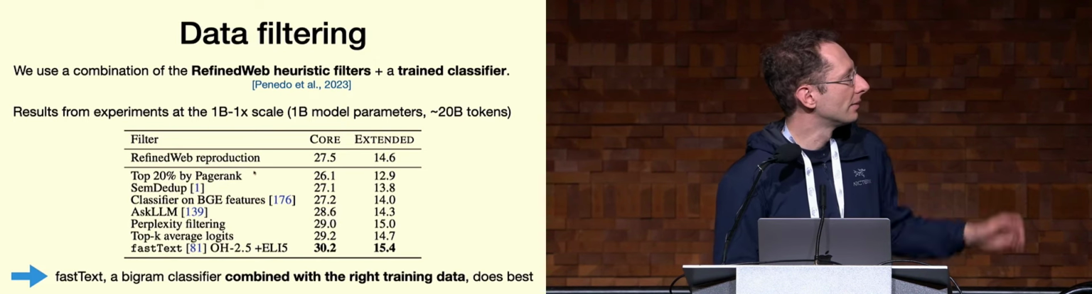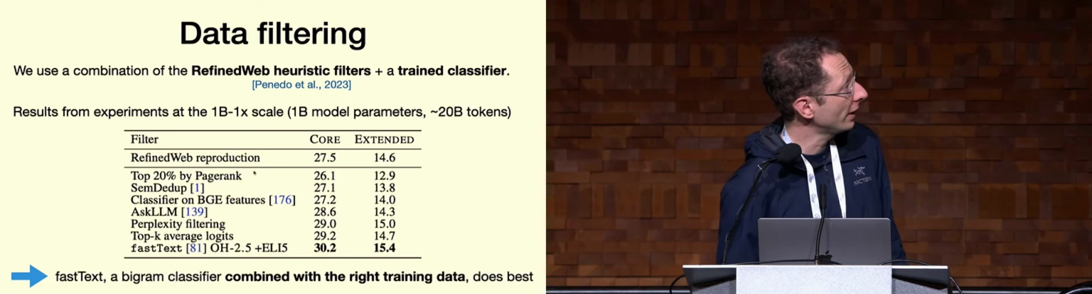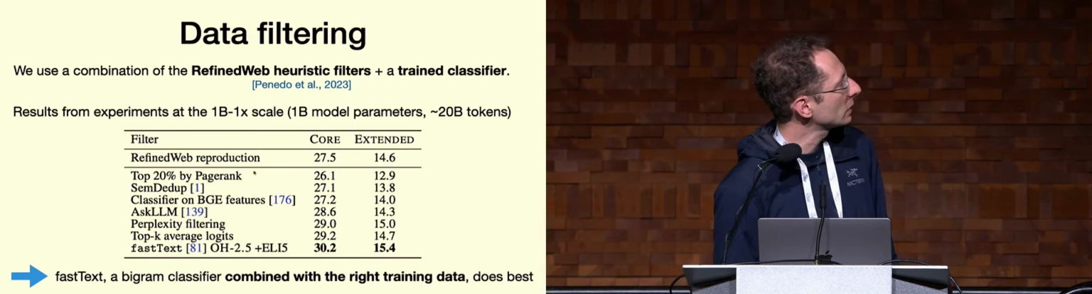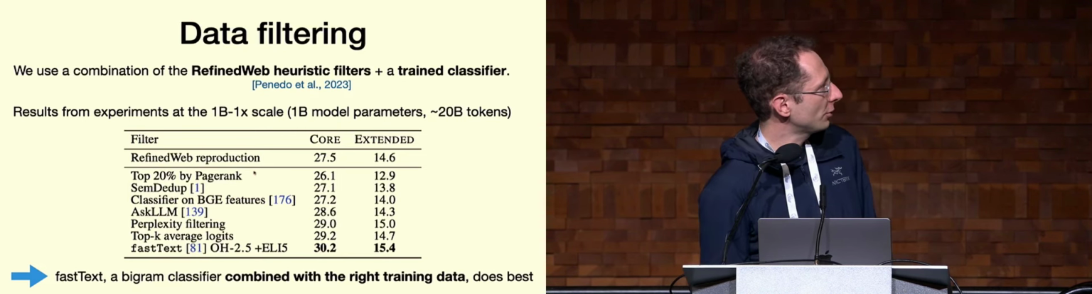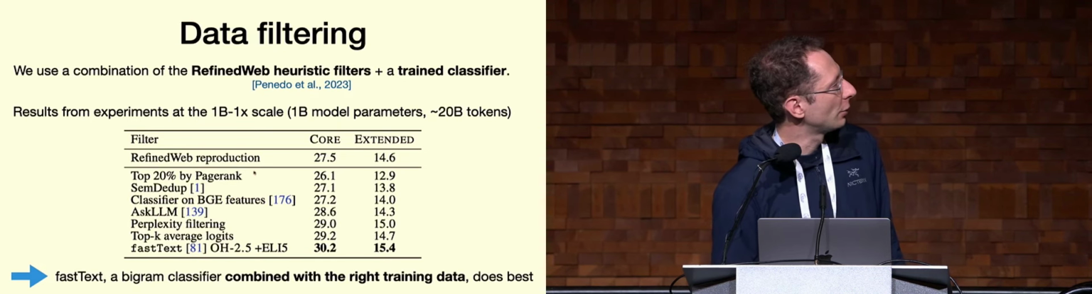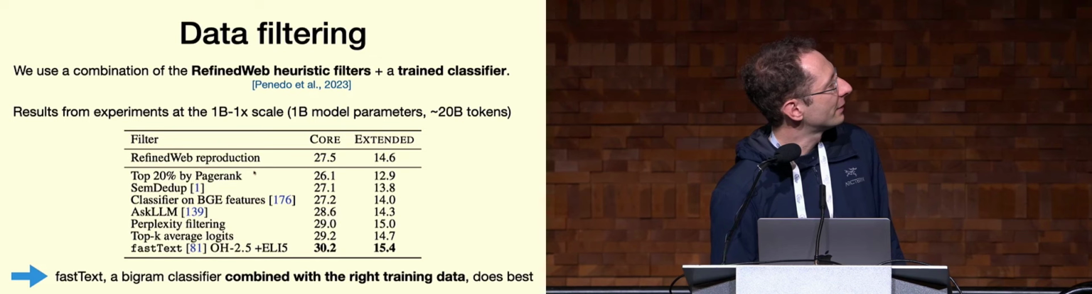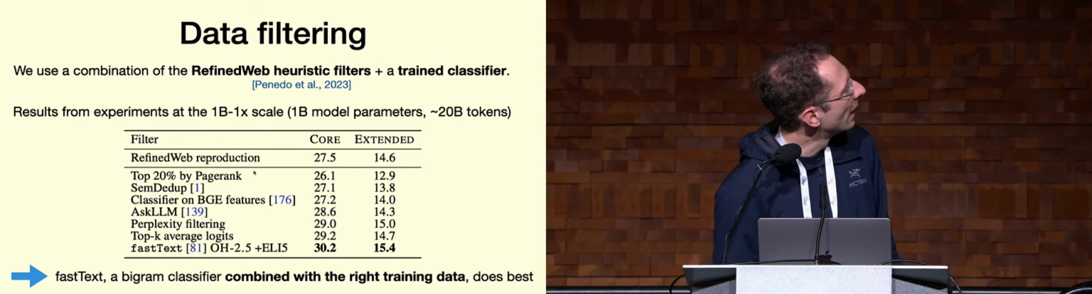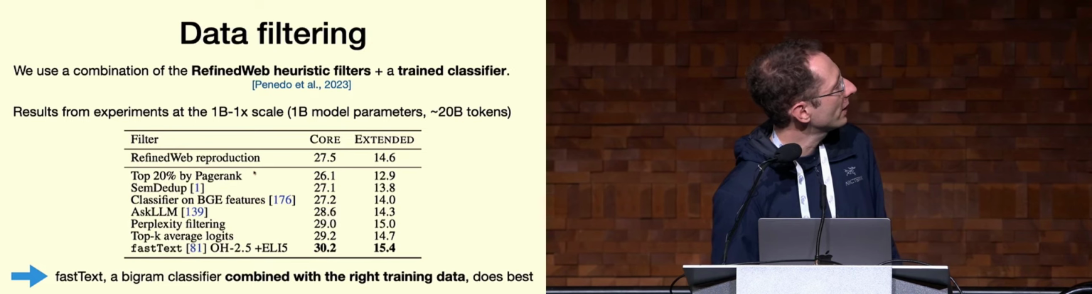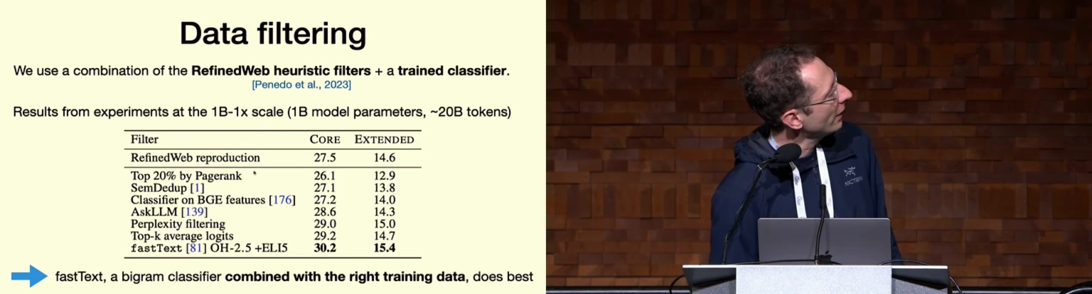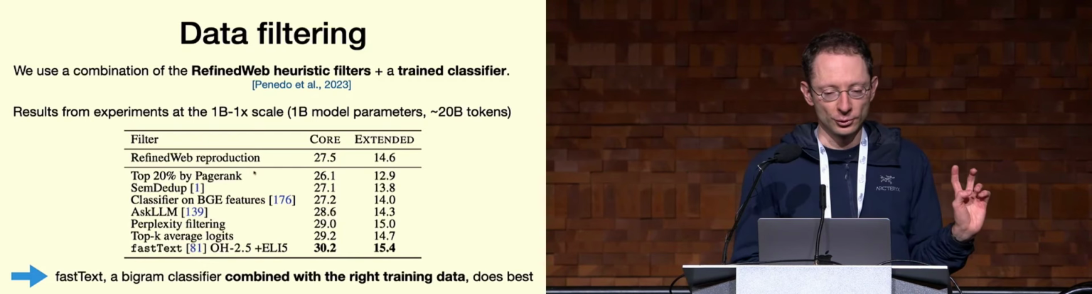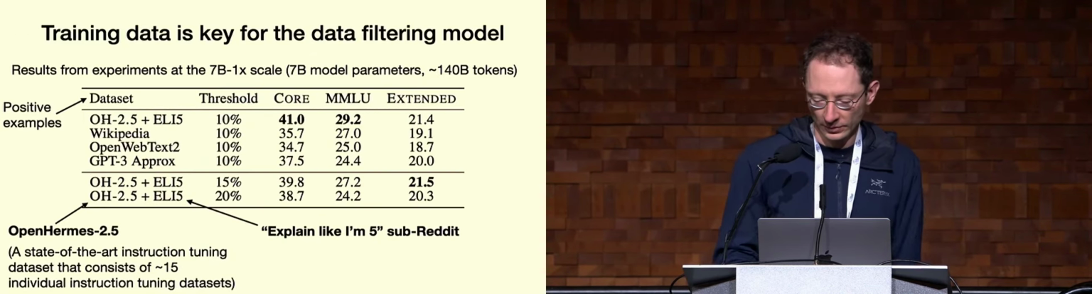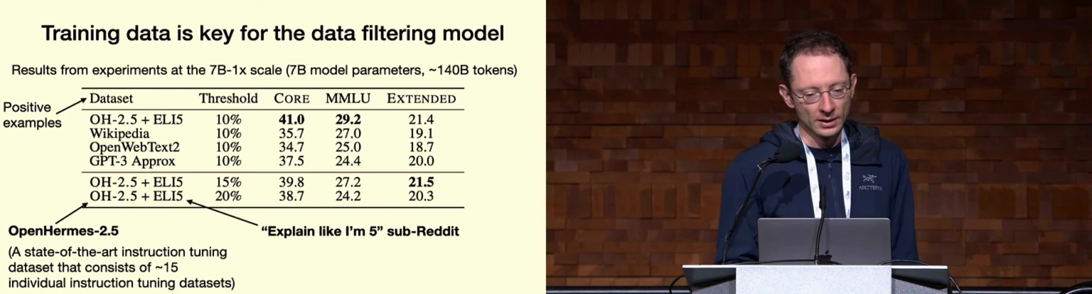And then here's basically a long list of approaches that we tried as baselines to figure out what works best. Common Crawl comes with a PageRank score, so you can use PageRank to score your websites. But this is actually doing worse than just doing no filtering. The 27.5 is the no filtering baseline here. Some things like perplexity filtering get noticeably above the no filtering baseline. The best thing we found was fastText, which is a bigram classifier combined with a very specific training set for the filtering model. So this is what I'm going to talk about next, because this was really key here.